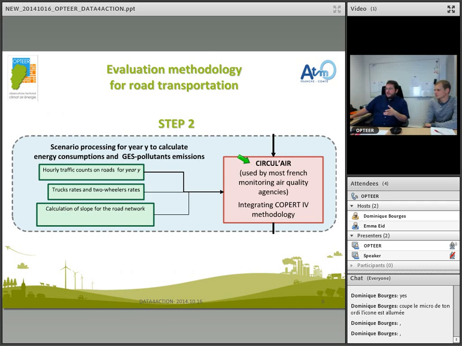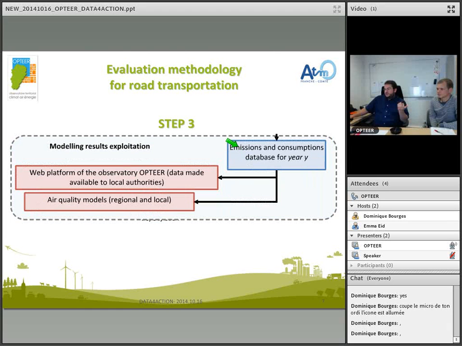So we use Circulaire, which is a tool that has been made by several French air quality monitoring agencies. Mostly at the beginning, it's a tool from Alsace, from our colleagues, and there has been some further development done on it by our colleagues from the region Provence-Alpes-Côte d'Azur. This tool will turn the traffic intensity and the information on all the traffic evolution through the day into consumption data and emission data: emission of pollutants, emission of greenhouse gas, and consumption of energy for the considered year.